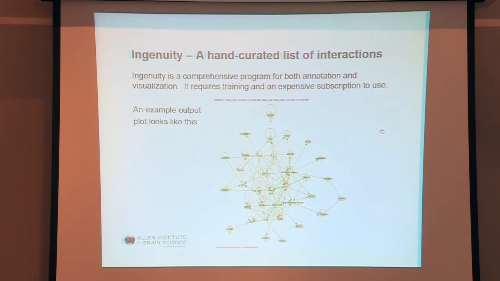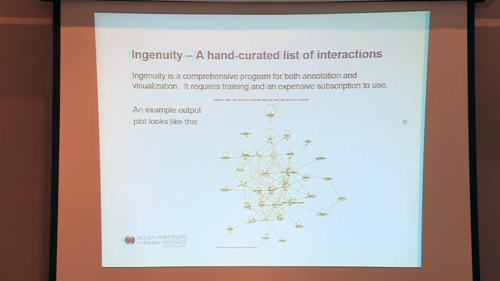There's a program called Ingenuity, which is a hand-curated list of interactions. I think there are 50 or 60 PhDs that work in this company, and they look at all of these papers and hand put together different types of interactions and what kind of interactions they are, whether they're protein-protein interactions, whether gene expression interactions, and the direction of the interactions. And you can get back these networks that show all these interactions together.